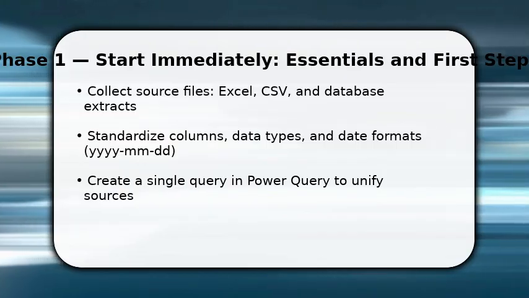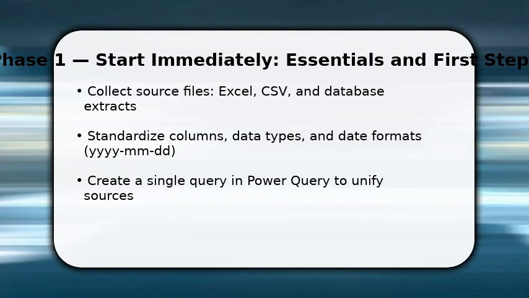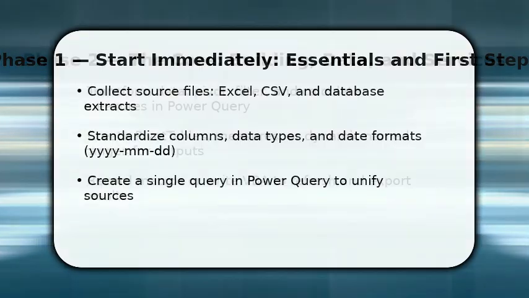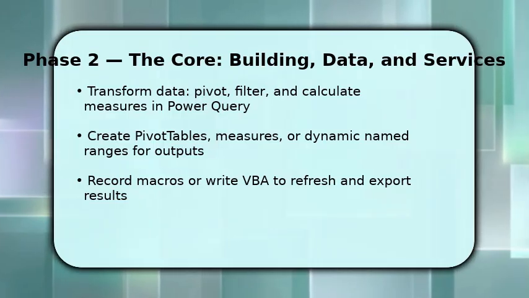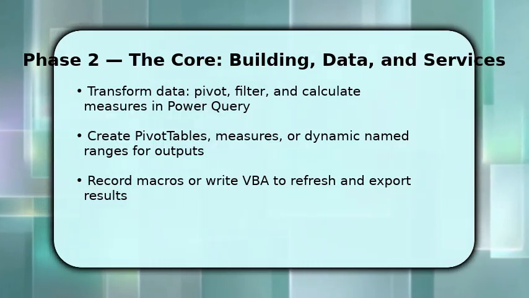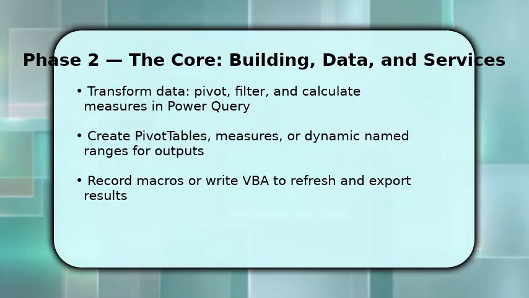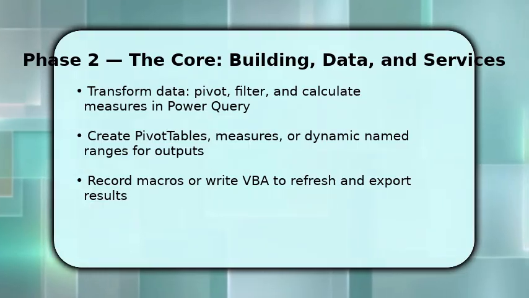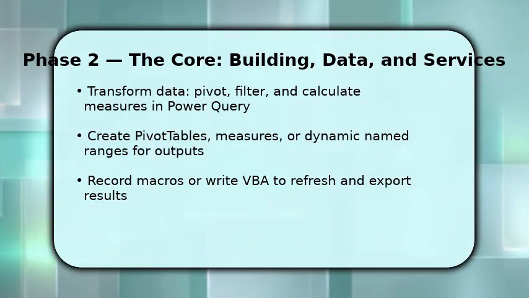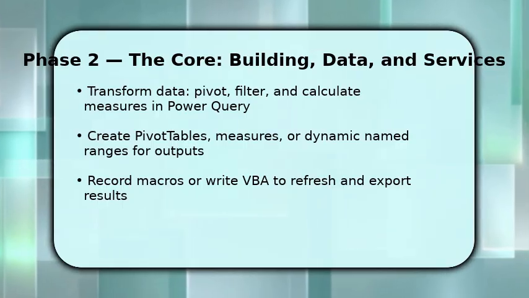This first step prevents errors downstream and speeds refreshes, because a single unified query is far easier to automate than many ad hoc files. Now build the automation logic. Transform data with Power Query, pivot, filter, and add calculated columns, so reporting calculations are repeatable. Then create pivot tables or Excel formulas tied to dynamic named ranges so outputs resize automatically.